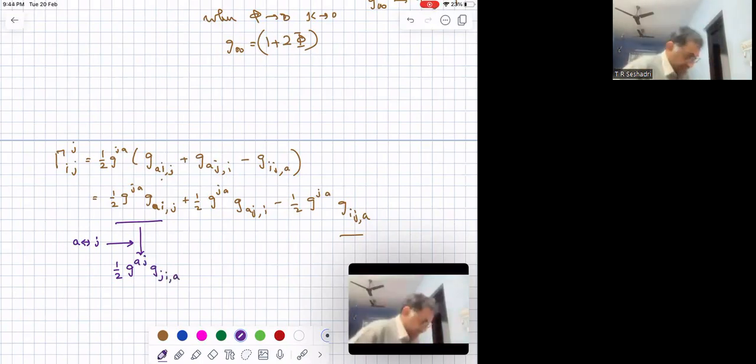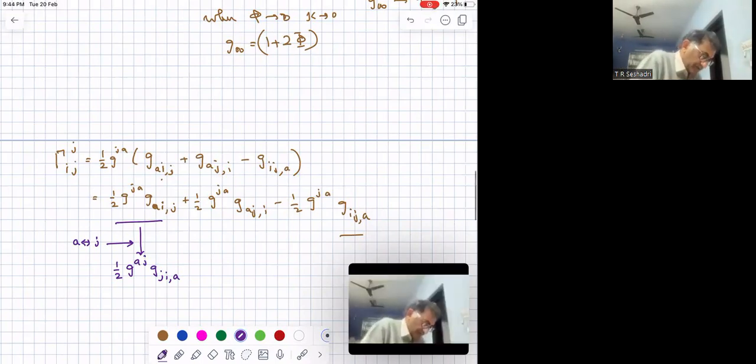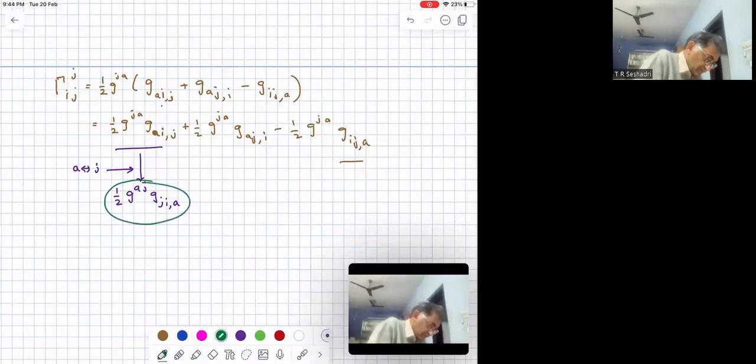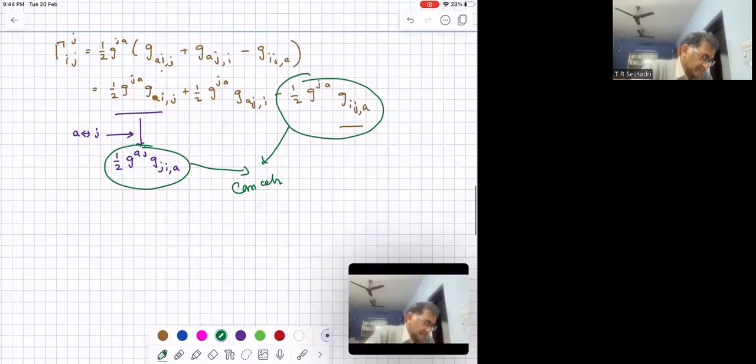All right. Now I compare this and this, and this cancels because G is symmetric. And so I have gamma J I J is equal to half G J A G. I can write it as A J or G A J or G J A, whatever. This thing.